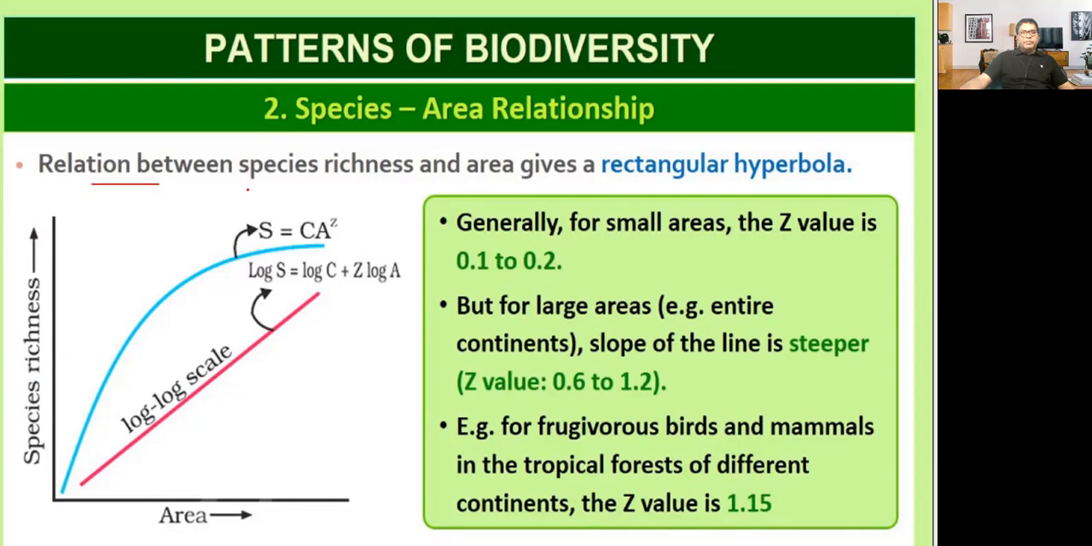Generally, the relation between species richness and area gives a rectangular hyperbola. For a small area, the Z value is 0.1 to 0.2. But for a larger area, an entire continent, the slope of the line is steeper, so the Z value becomes 0.6 to 1.2. For frugivorous birds and mammals in the tropical forests of different continents, the Z value is 1.15.